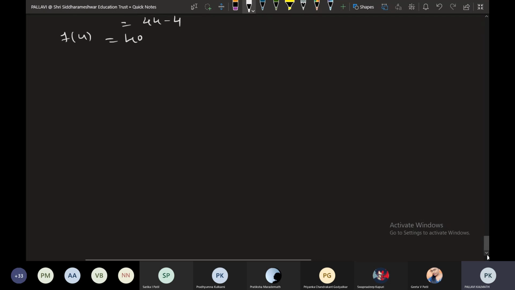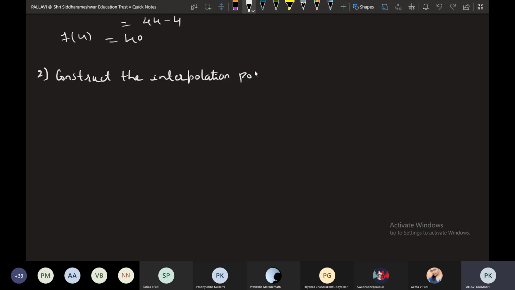Okay, now write down the next example. Second example. Construct the interpolation polynomial for the data given below. Go on writing, all of you.